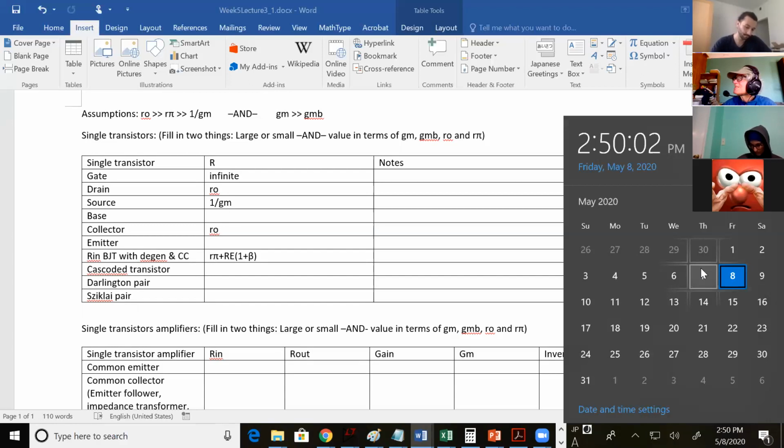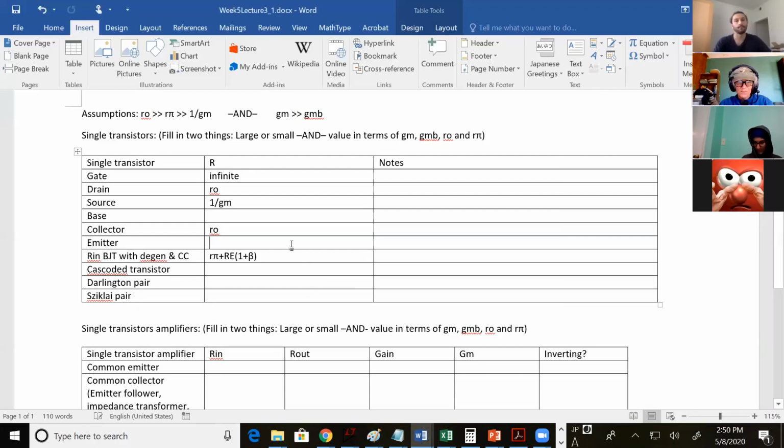Okay, did anybody get an answer? It ends up being about the same behavior as the MOSFET, where you get a resistor that's 1 over gm in parallel with RO, and that's approximately 1 over gm. Perfect, yeah. So you might be noticing things kind of look alike here.